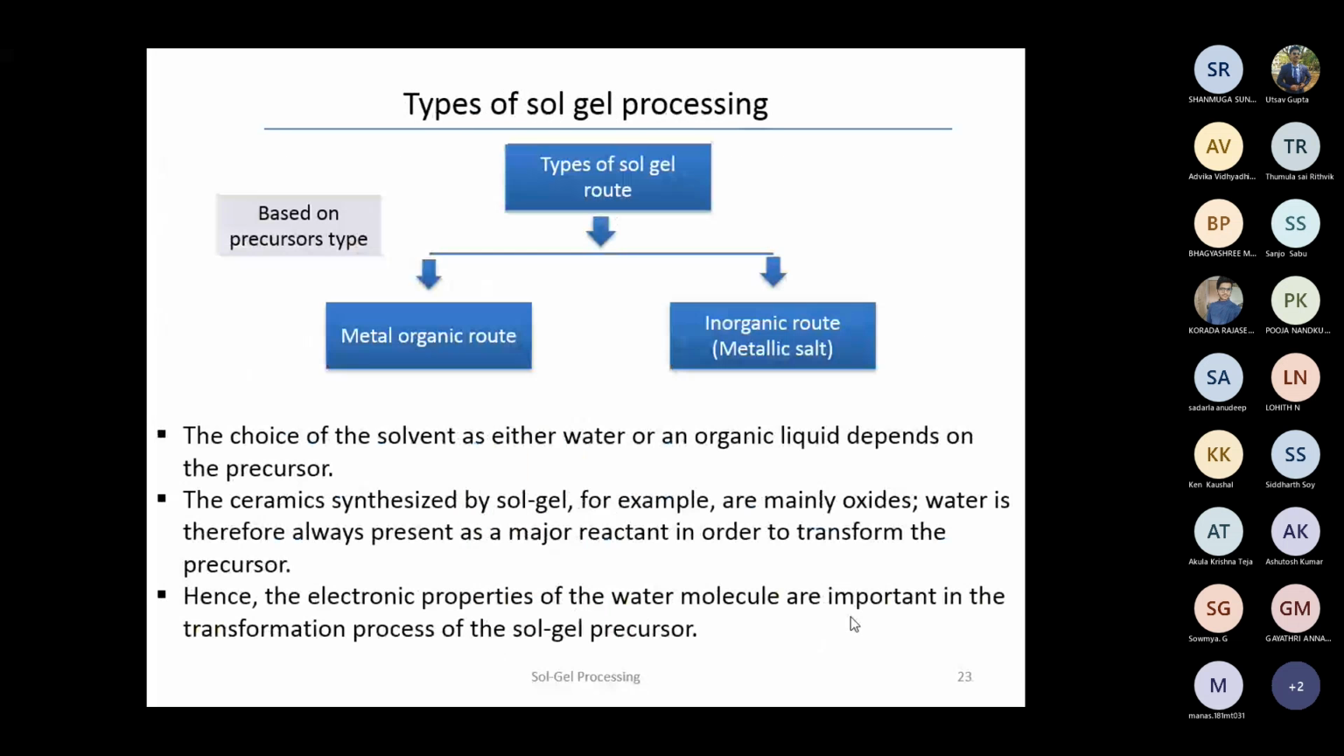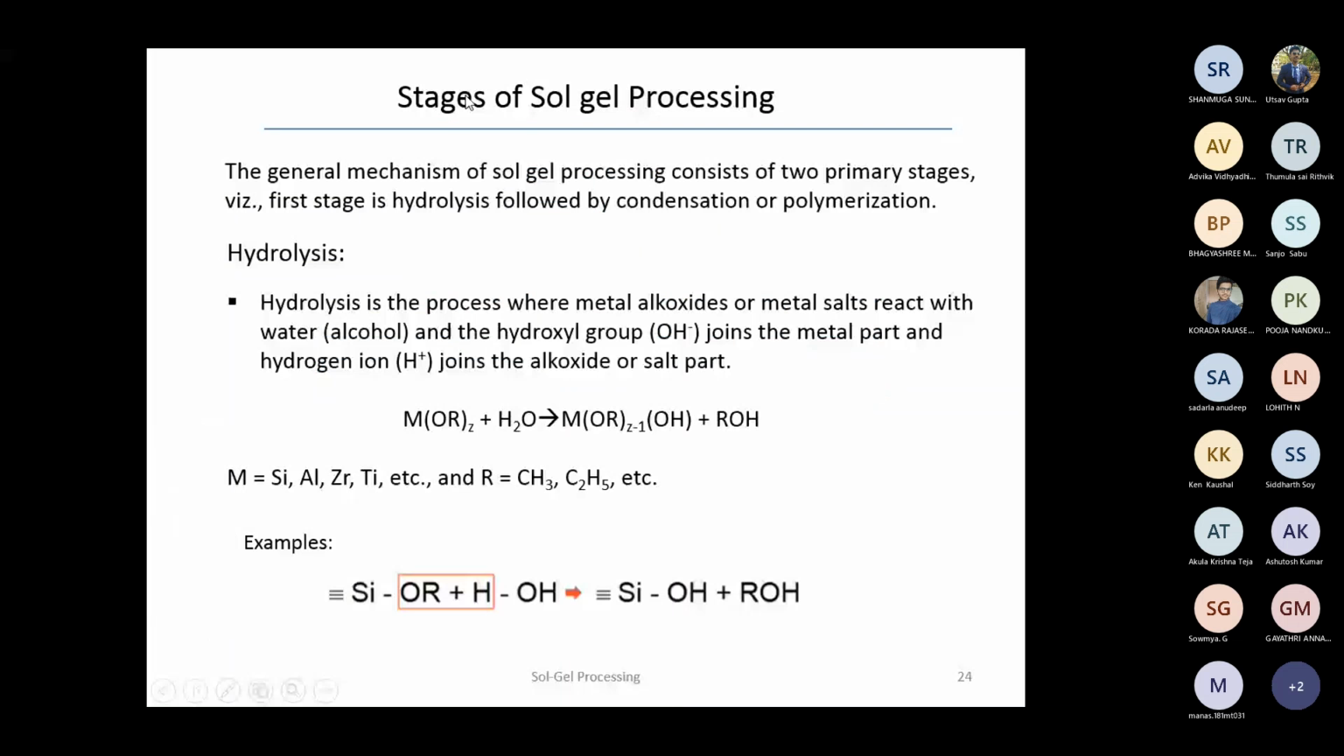Now, there are two types of sol-gel process. One is the metal organic route, and the second is the inorganic route. In the metal organic route, a precursor like a metal organic alkoxide can be used. In the inorganic route, a metal nitrate or metal acetate can be used as the precursor material. Now let's observe what is happening in sol-gel processing.